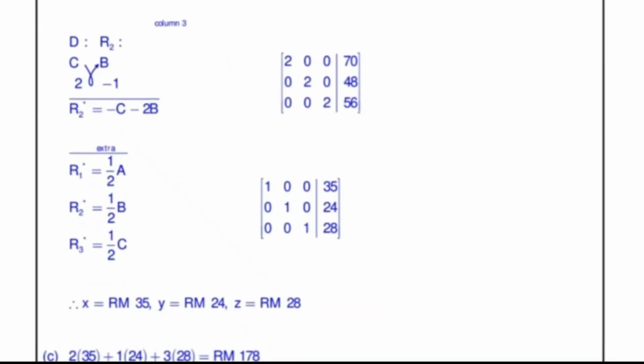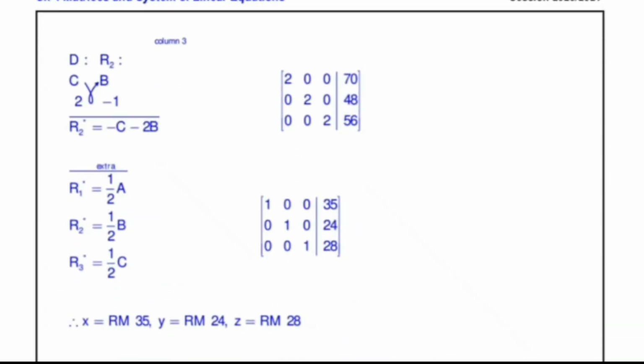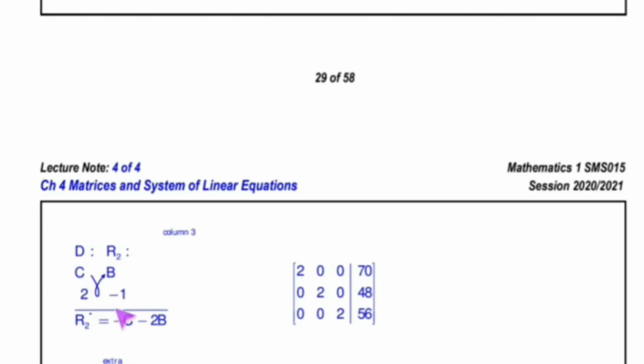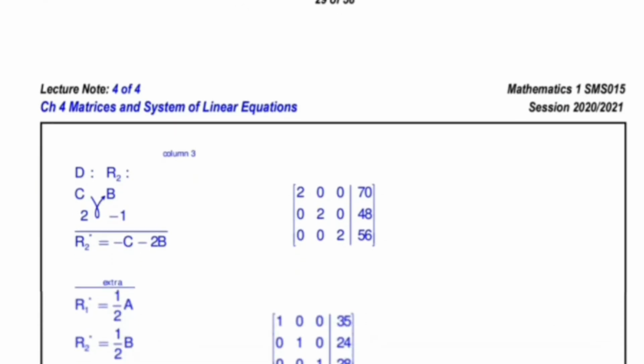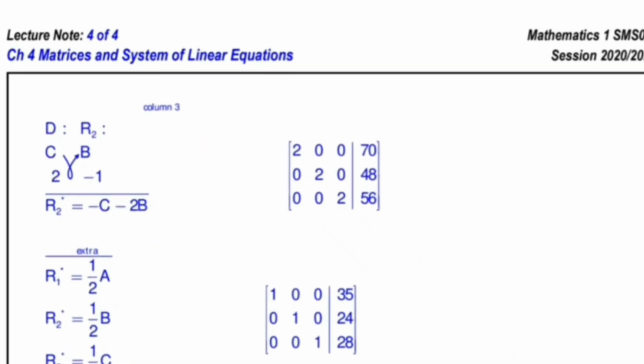Okay, dan fokus pada kolom ketiga pula. Kolom ketiga, tengok row pertama dah kosong, so tak payah ubah. Yang kita nak ubah hanya row kedua. So diagonal dan row kedua, C dan B lah. Entries, so C tu 2, B adalah negatif 1. Okay, buat operation negatif C minus 2B. Dan kita kira satu-satu. Untuk row kedua ni akan dapat 0, 2, 0, 48. Yang lain samalah, tak berubah.